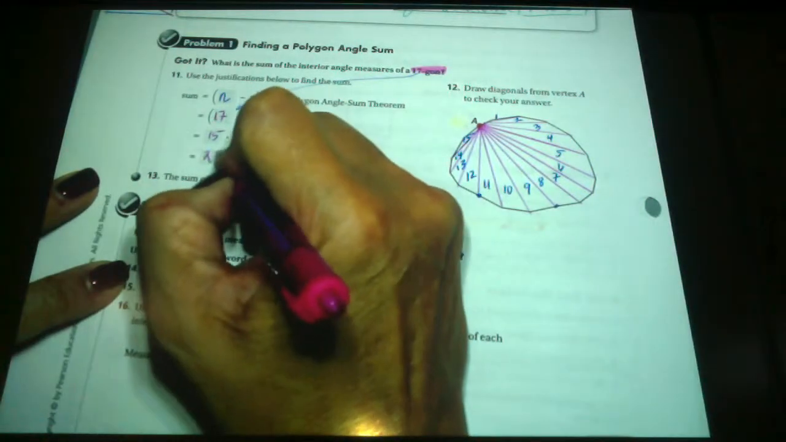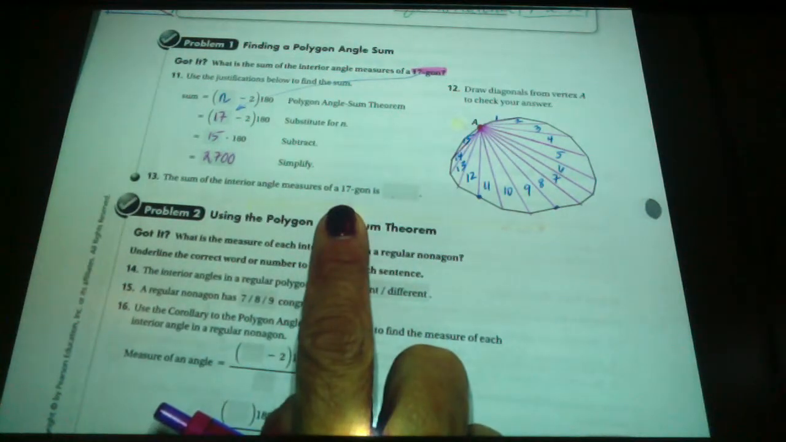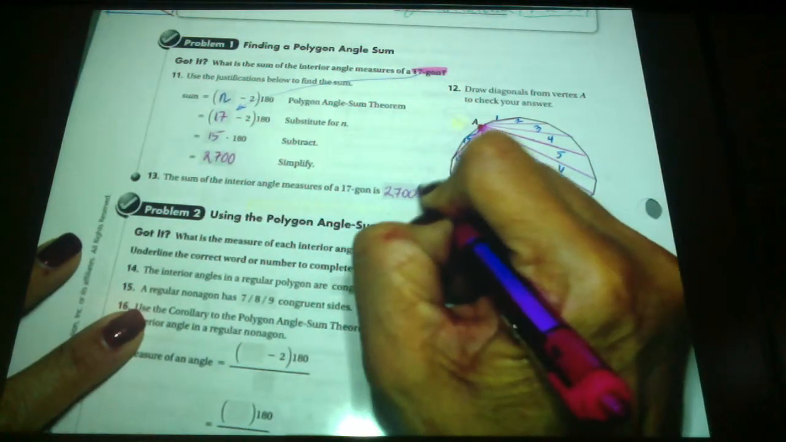3,700? 2,700. Yeah, but he said, oh, I thought you said 3,700. Yeah, you're correct. You used your calculator, you got that? Alright, so the sum of all the interior angle measures of a 17-gon, and notice that they're not saying that this is a regular polygon, this works for regular and non-regular, is 2,700 degrees.